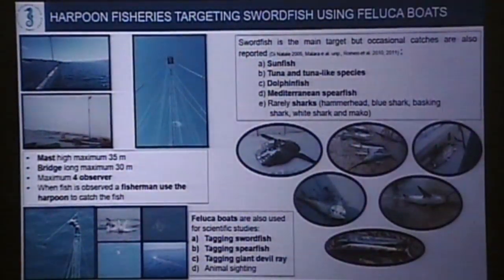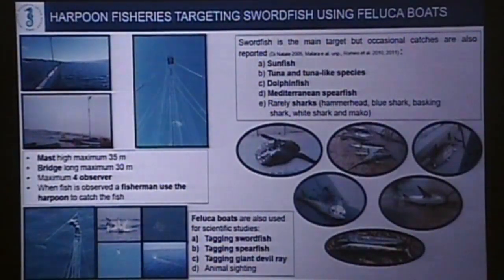The boats used for this kind of fishery are very picturesque. They have a very high antenna where the observers sit at the top, and a long bridge with the harpooner at the end of it. When the fish are sighted from the top, the boat goes in the direction of the fish, and the harpooner tries to catch them. The main species caught is the swordfish, but occasional catches happen during the season: sunfish, tuna, dolphinfish, Mediterranean spearfish. In the past, when the laws were less restrictive, they also used to catch some sharks.